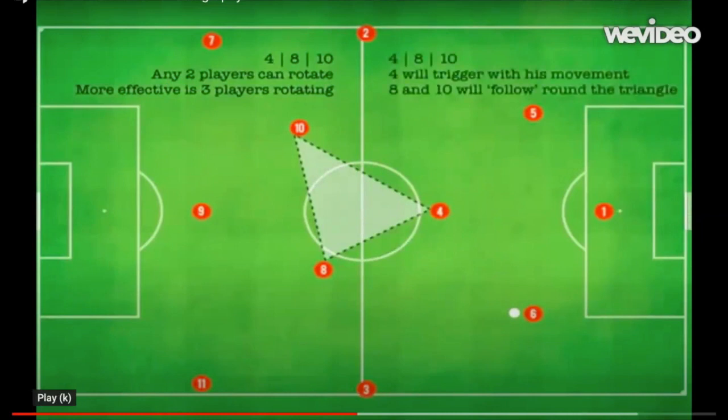Now this is something we talk about quite a lot, our triggers, and there's triggers all throughout the game, particularly when we practice patterns of play. So in this situation here, we want to get a rotation of our midfield between the 4, the 10 and the 8. And the 4 will trigger this with his movement. So as soon as the 4 clears the space, so when someone clears space, someone else fills it. So he's the trigger.